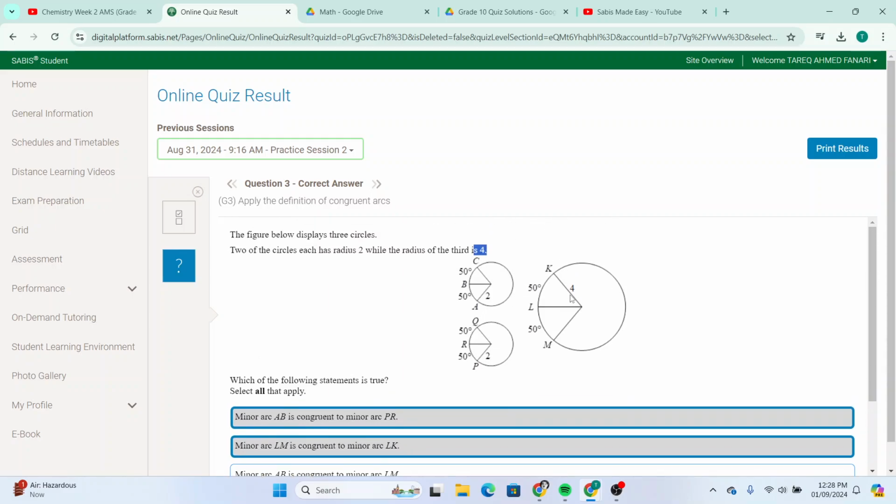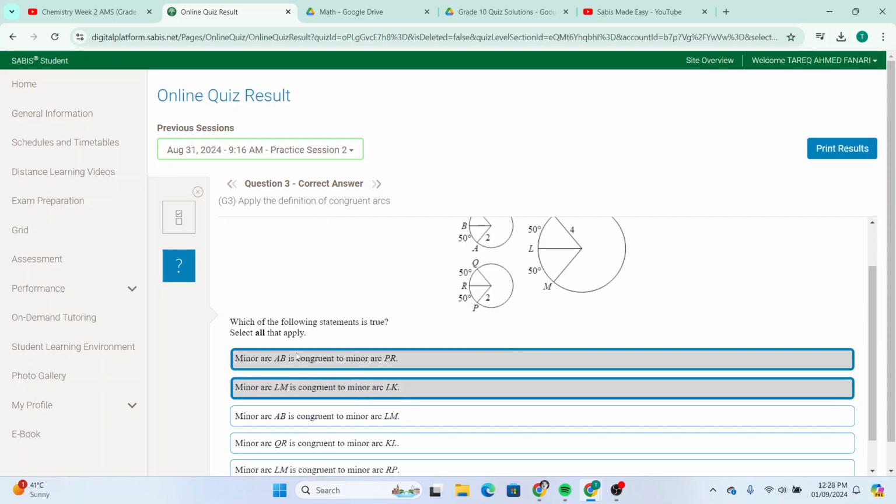Now, this circle isn't congruent to any of these two circles. The arcs in this circle are only congruent to the other arc. As you can see, this is 50, this measure is 4. Here, this measure would be 4 as well. So this would be, LK is congruent to LM, and nothing else for this circle.